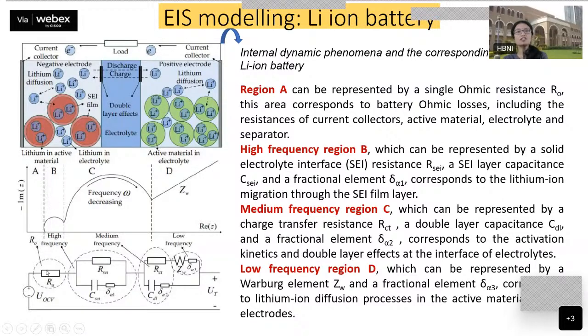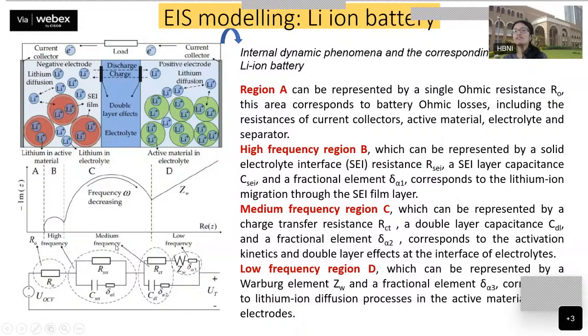Then you have the high frequency region B, and this region B is due to the resistance which comes in due to the formation of your solid electrolyte interface. This is followed by region C, which is due to the charge transfer, and followed by region D, which is due to mass transport, which is in the low frequency region. This is the mass transport, and this is given by your Warburg impedance.